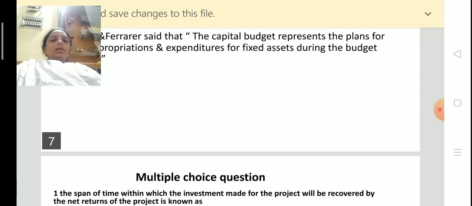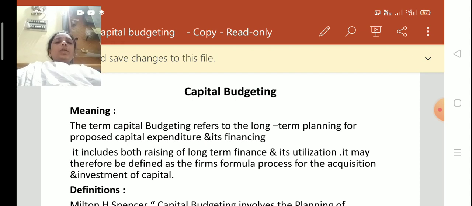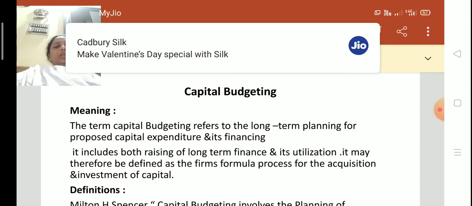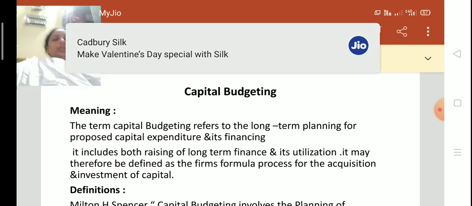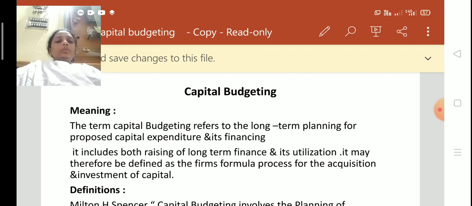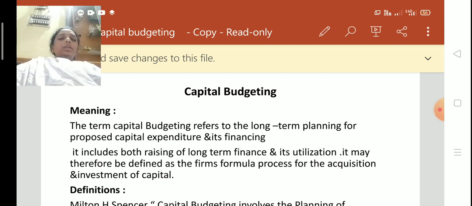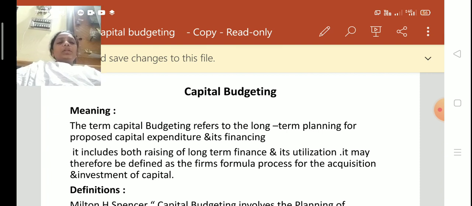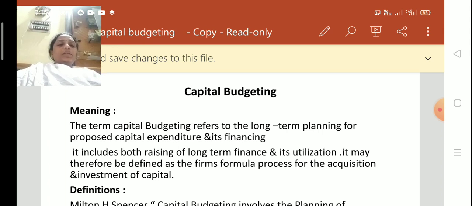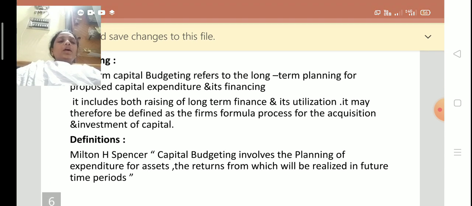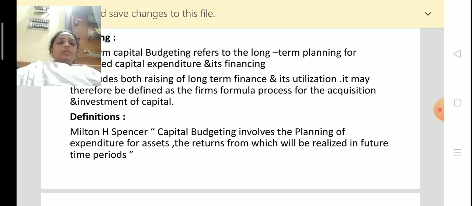Let me explain the concept of capital budgeting. First, we know the meaning of capital budgeting. The term capital budgeting refers to the long-term planning for capital expenditure and its financing. In capital budgeting, producers plan their expenses and financing in the long term. It includes both raising of long-term finance and its utilization. It may therefore be defined as the firm's formal process for the acquisition and investment of capital.